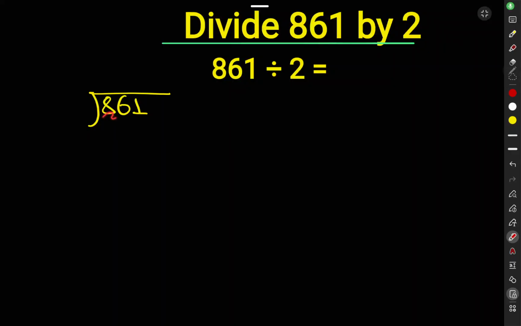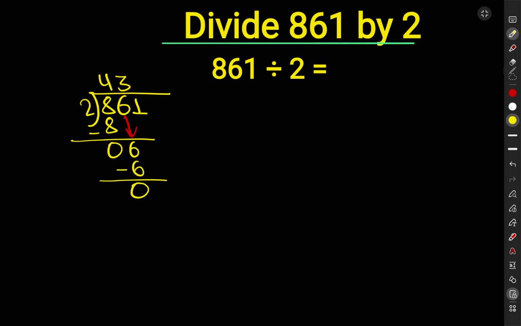If we divide 861 by 2 in a long division method, so 2 times 4 is 8. On subtracting, we get 0. So now we put down this 6 and 2 times 3 is 6. On subtracting, we get 0.